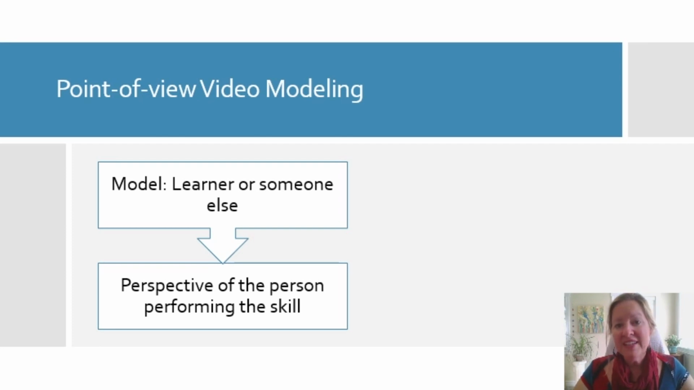For example, in the case of hand washing, only the model's hands would be seen. The person chosen to be the model in this type of video can be the actual learner or another person. The following example shows what the learner would see when following the sequence of steps involved in hand washing. Let's take a look at this video on the next slide.